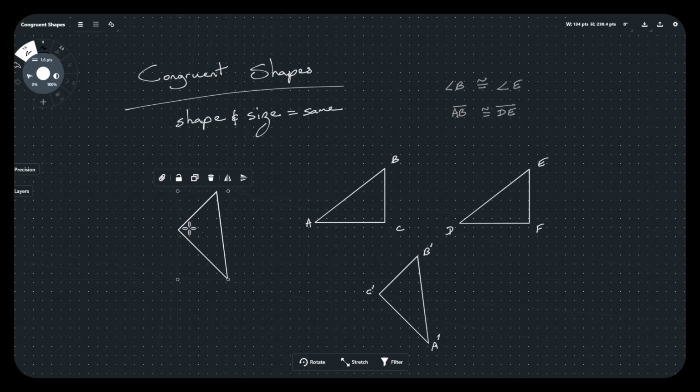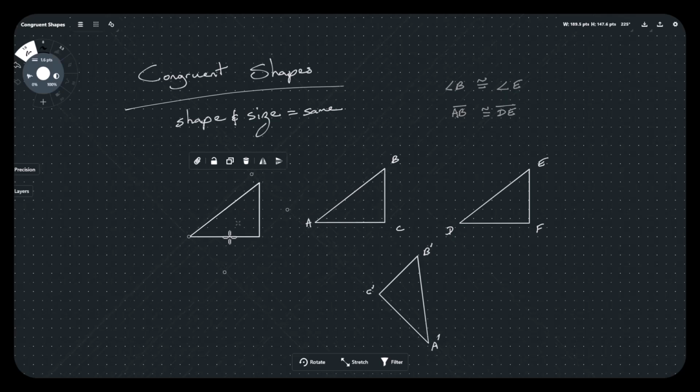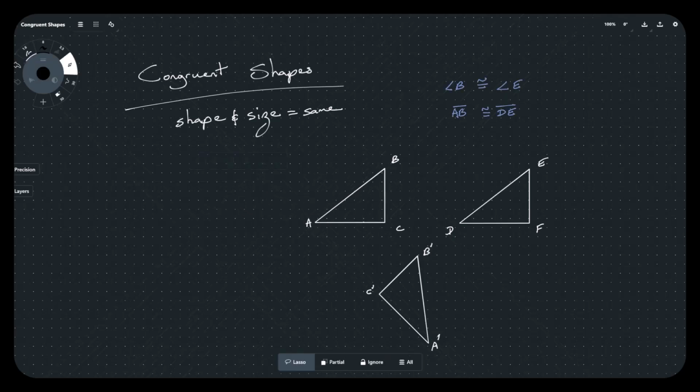I'm going to start by rotating it because it looks like it. If I flip it, so this is like if I had taken this shape and cut it out, I can force it to fit exactly right back on the initial shape, and that means that these are going to be congruent. That's the basic principle.